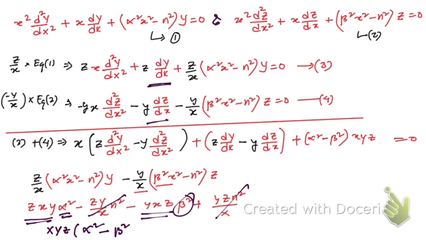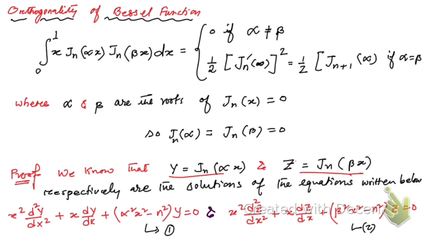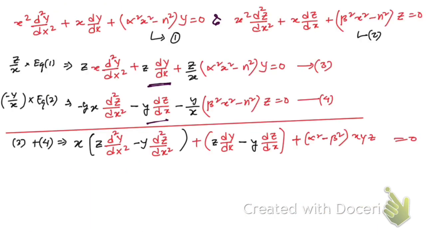Now let me clean these things. That is what we have got. Now first let us take case 1, as we have two cases here: one is alpha is not equal to beta, and the second case is alpha is equal to beta. So now let me take case 1, where alpha is not equal to beta.